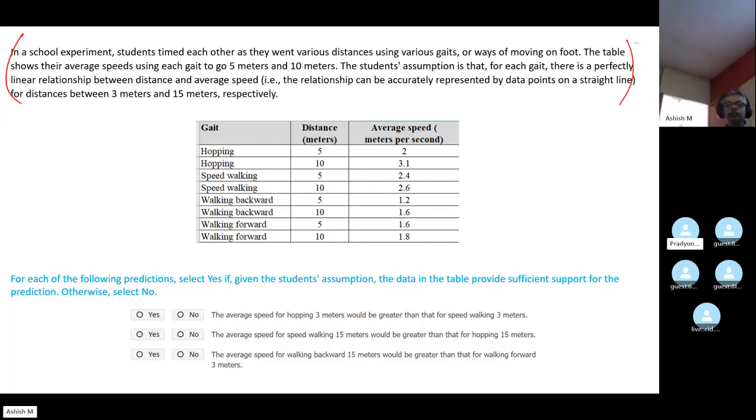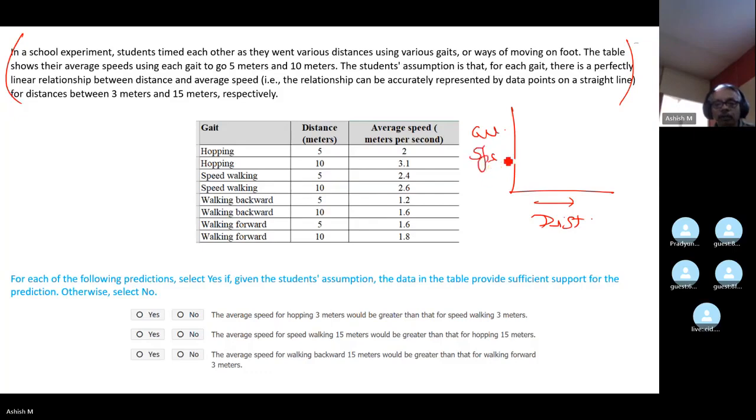There is a perfectly linear relationship. Absolutely. There is a perfectly linear relationship between distance and average speed. What does it mean? Let's say this is the distance and this is the average speed. The relationship is a straight line between 3 meters and 15 meters.